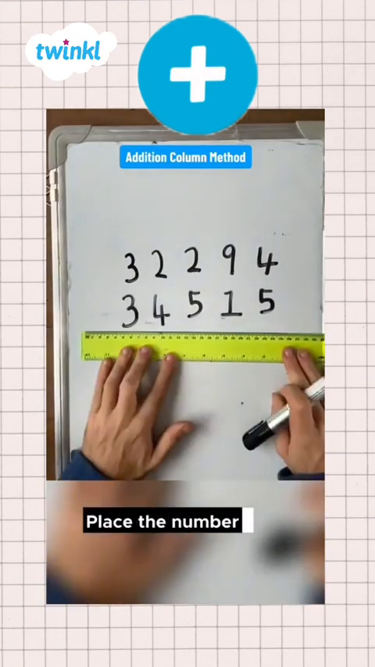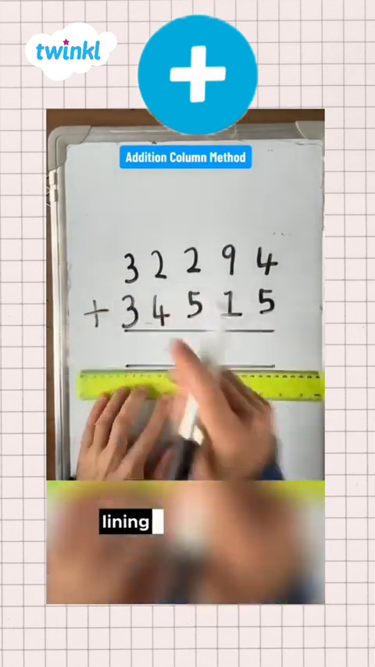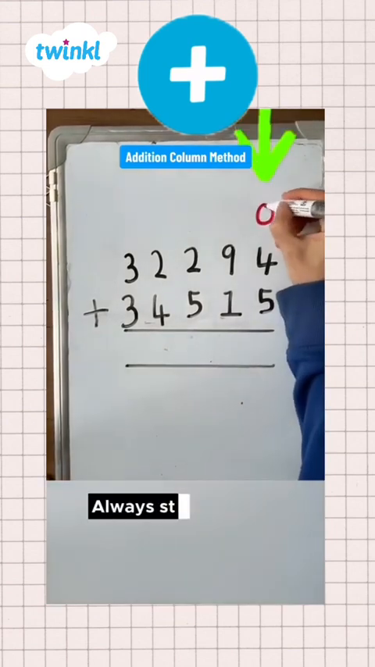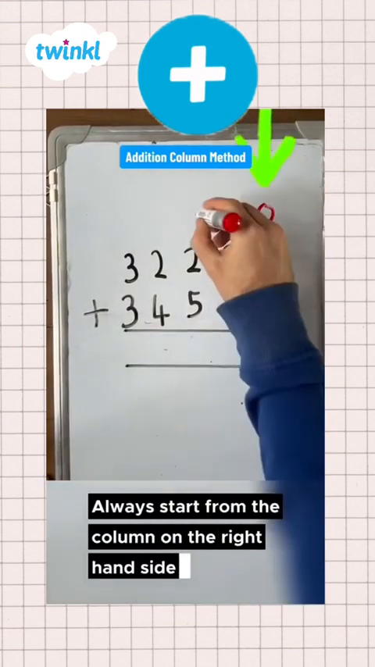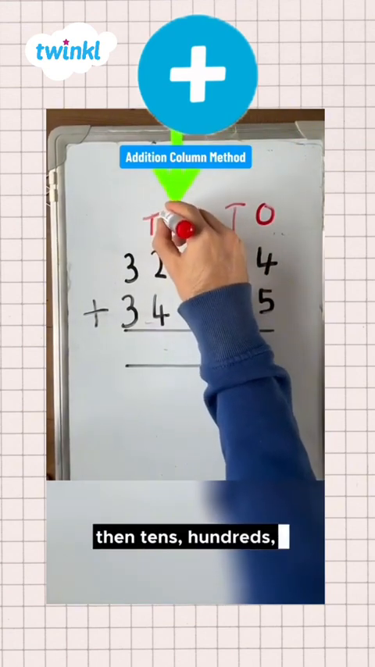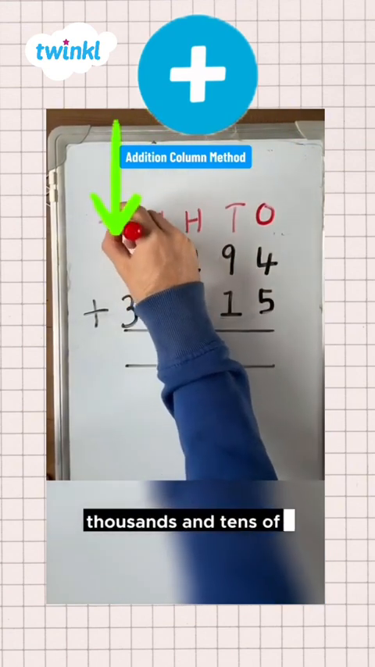Place the numbers one on top of the other, lining up the digits carefully in the correct place value. Always start from the column on the right hand side. In this case, it's ones, then tens, hundreds, thousands, and tens of thousands.